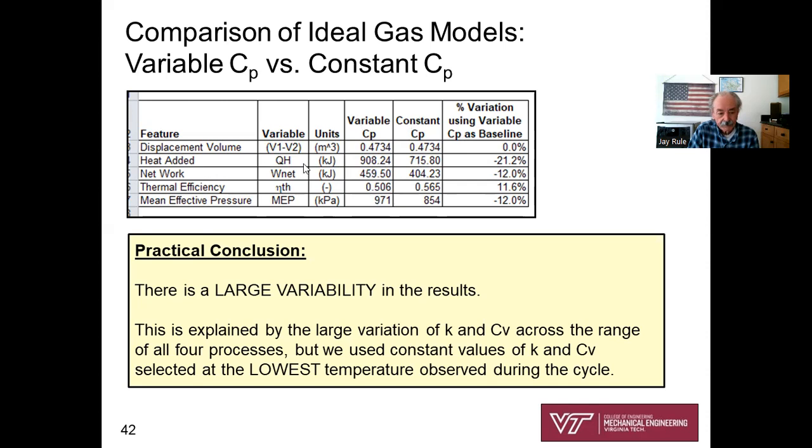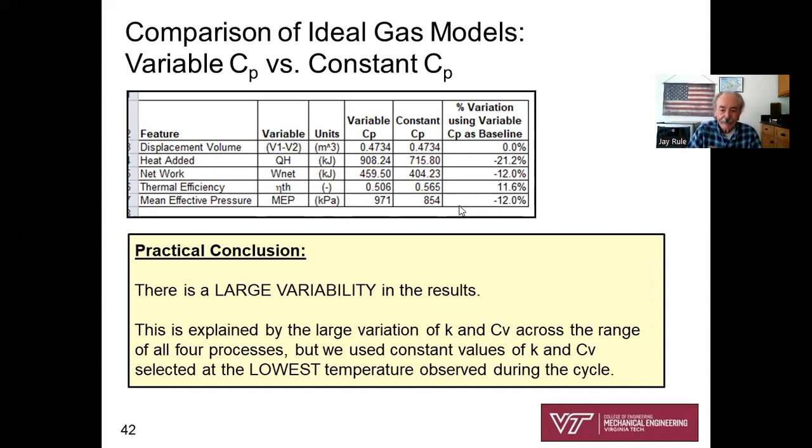And look at this. For heat added, I've got a 20% difference. Net work, a 12% difference, 12% lower. In thermal efficiency, I've got about 12% higher. Mean effective pressure, about 12% lower. That is a large variability. We can't just slough that off and say, oh, yeah, that's about the same. How do we explain that?